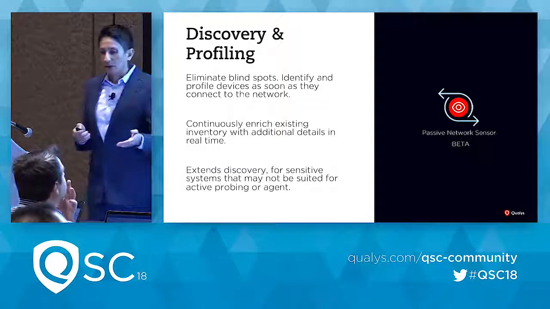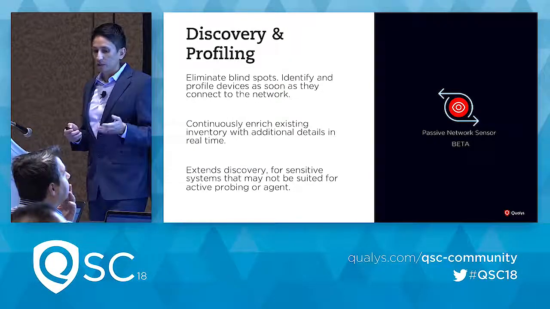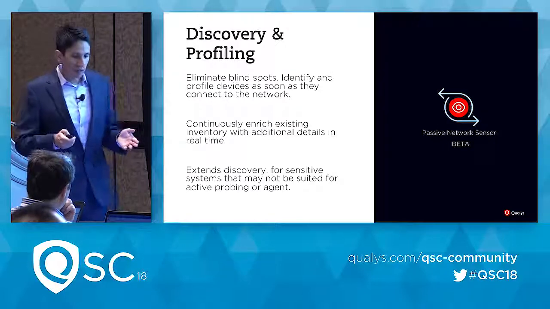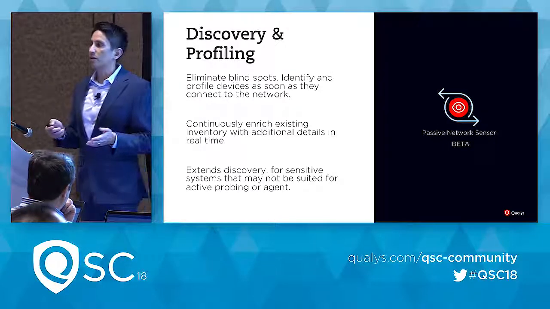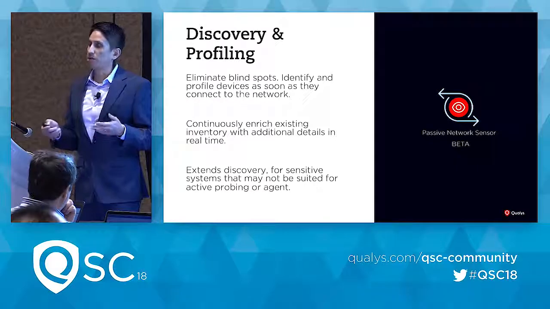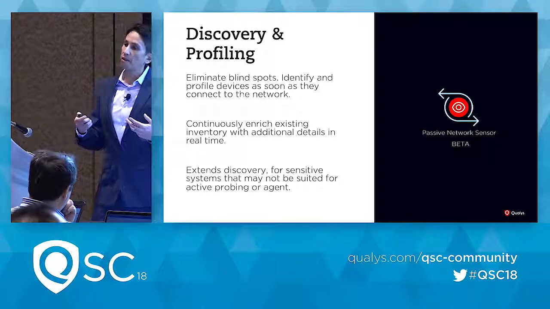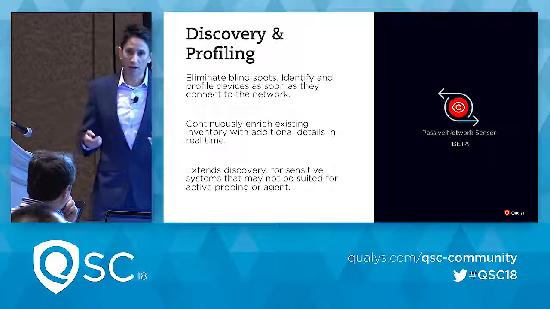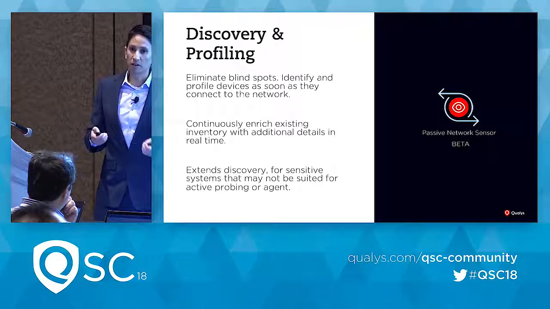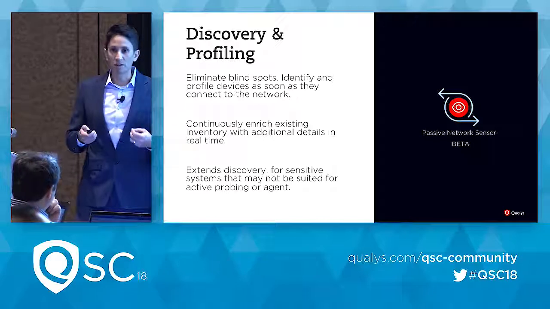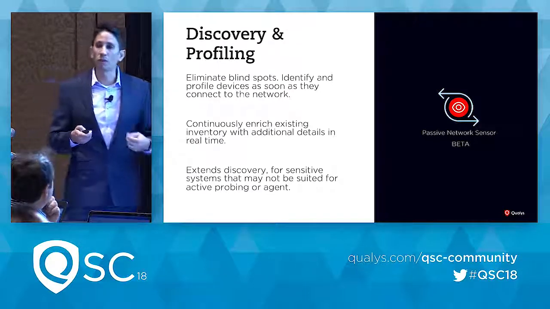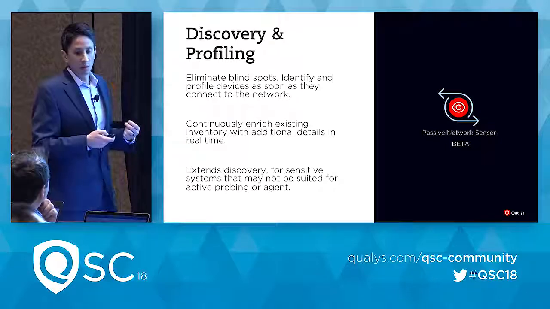A little bit more about the use case of the passive network sensor, which is in beta. So this sensor, as our other sensors, is going to be a multifunction sensor. So it's going to collect data for different applications. And the first application is asset inventory. So the first application is discovering devices and profiling them. So not just give me an IP address and MAC, but tell me more about these assets. What is the model? What is the operating system? What are the open ports?